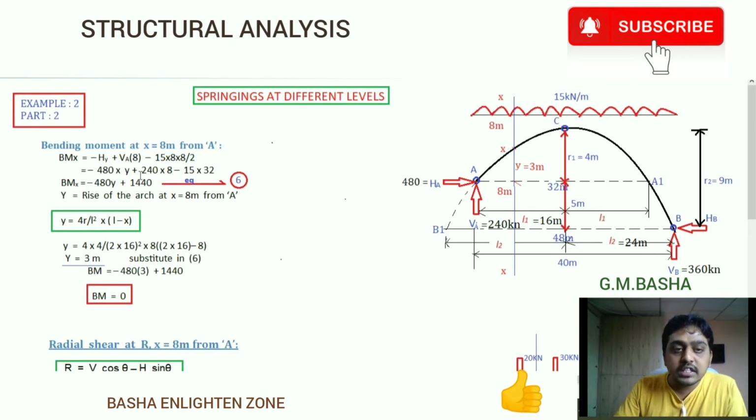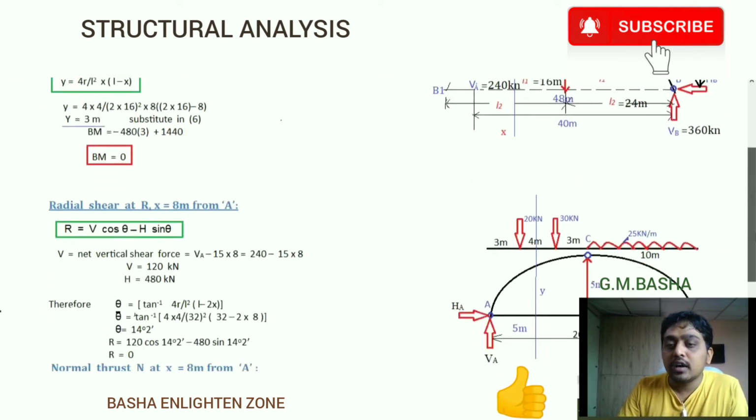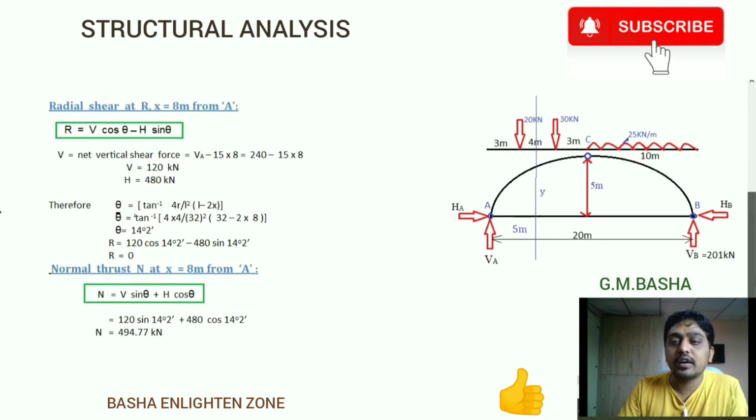If you simplify this equation and substitute the rise value that we obtained previously, you will get this bending moment at x directly, which is 0 here. The bending moment value will be 0. I already simplified it very clearly here itself, so please see it once and you will get the idea. Okay, then we will move to the next point, that is radial shear.